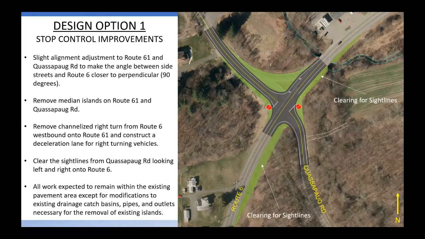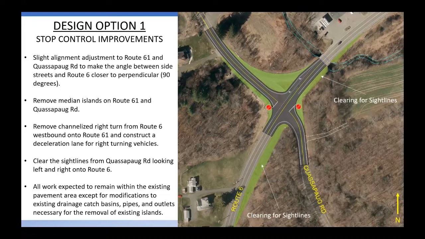Design option 1 proposes improvements to the existing stop-controlled intersection layout, which would involve slight alignment adjustments to Route 61 and Quassapaug Road to make the angle between side streets and Route 6 closer to perpendicular or 90 degrees. This modification would improve a driver's ability to view the sight lines from the side streets.